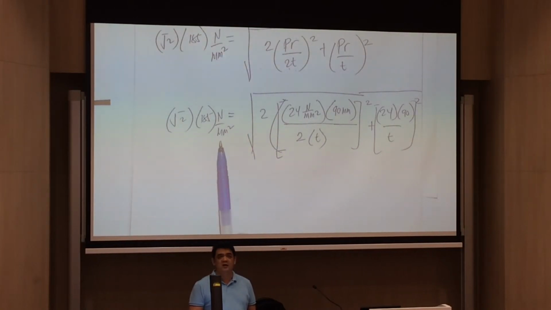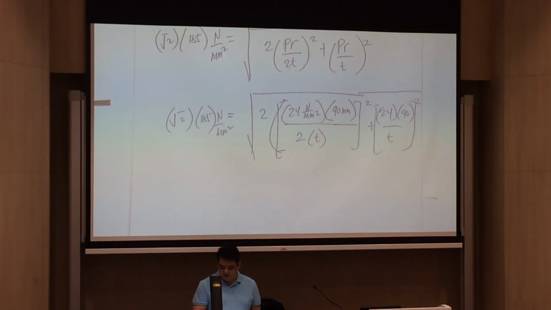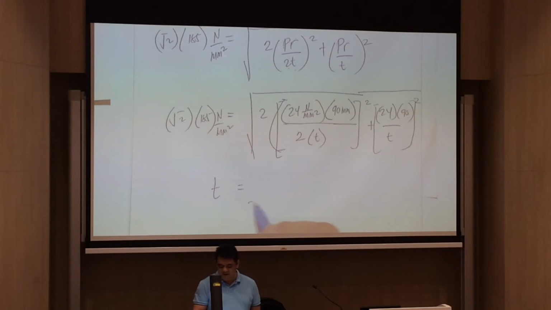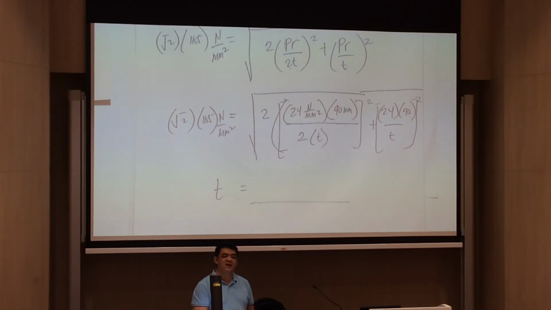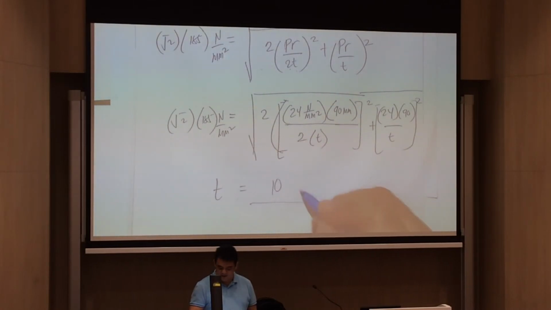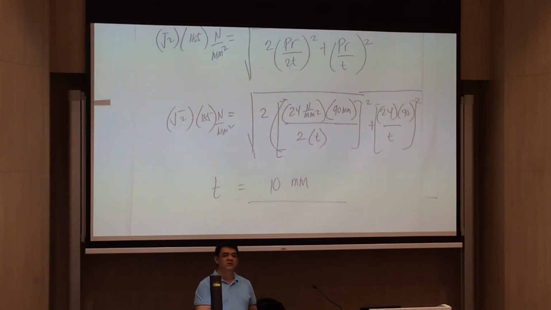If I'm using millimeters and Newton, then I should be consistent with the other side as well. So what I'm going to get here will be a thickness in millimeters. Okay. So please carry on with the simplification. It's more algebra. So what you get here will be 10 millimeters.